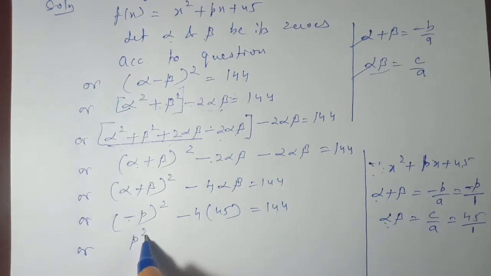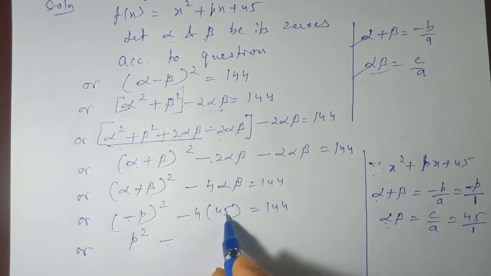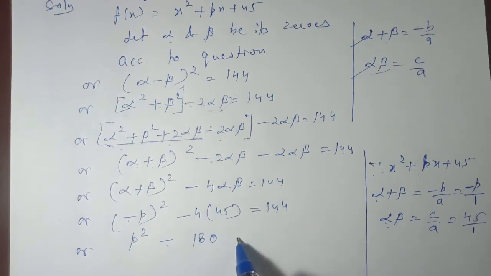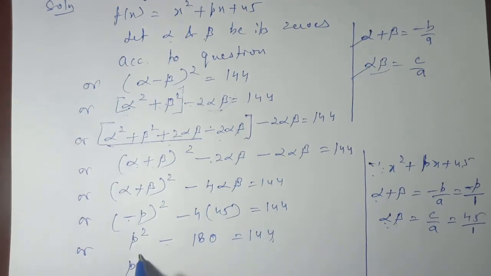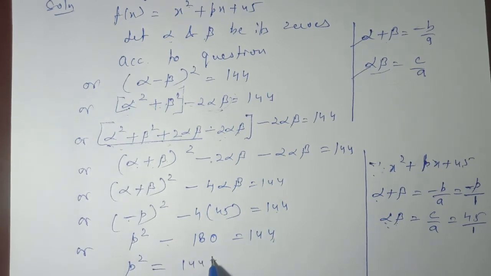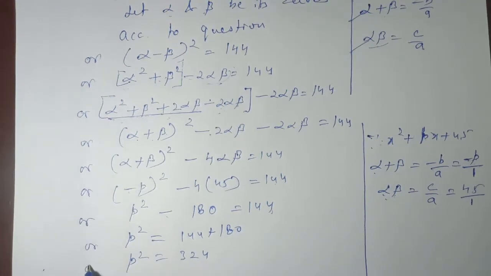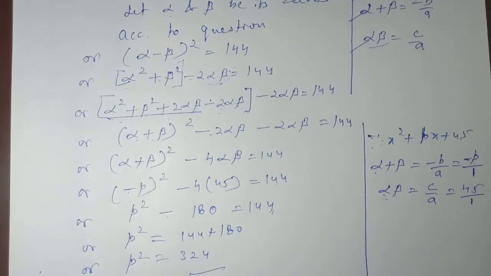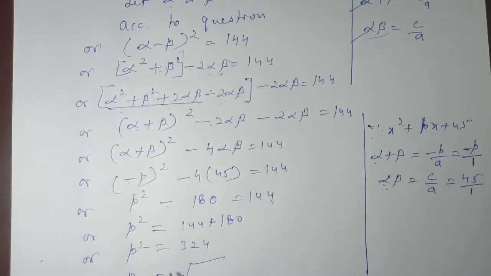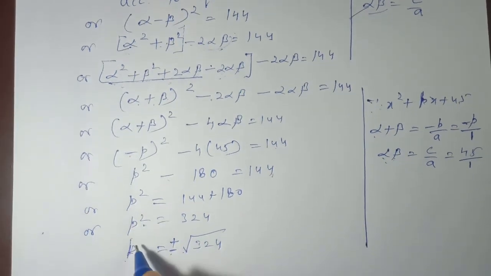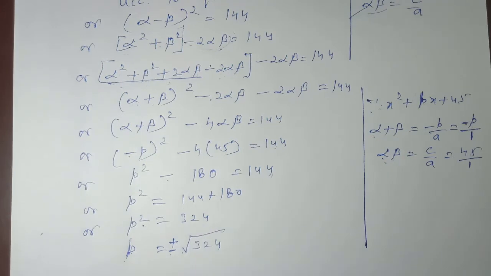Now do the basic calculation. Minus squared changes into positive, so it will be p². 4 times 45 is 180, so p² - 180 = 144. Transpose it to the other side. This gives 144 + 180, which changes into 324 = p². When we take the square to the other side, it changes into a square root. One more point we have to note: whenever we have to find the value of a missing number, with the square root we have to take the positive and negative sign also, because it will give two values. Both values are valid.